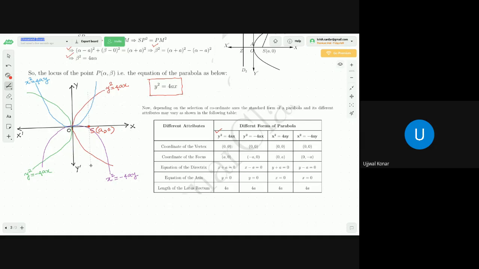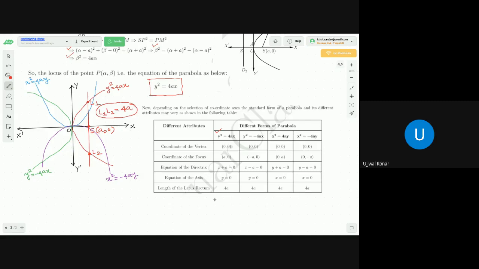So the length of the latus rectum is the length of the line segment I have drawn in red, which is intercepted by the parabola. Suppose this point is L1 and this point is L2. Then, dear students, L1L2 is known as the length of the latus rectum, and that is equal to 4a. So that is what I said here: the length of the latus rectum is 4a.